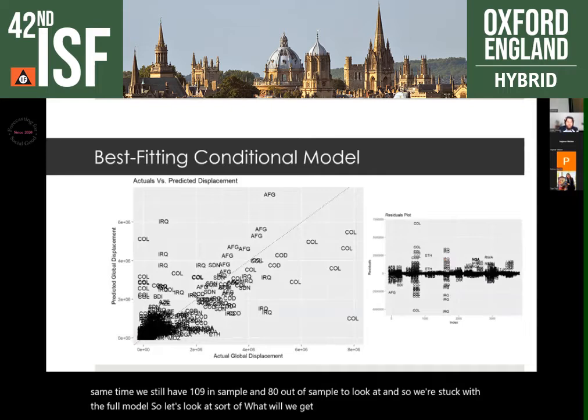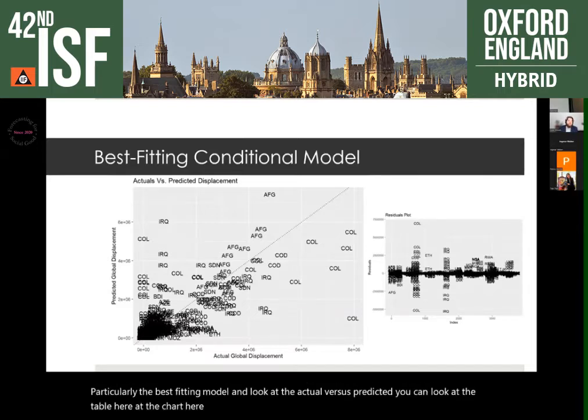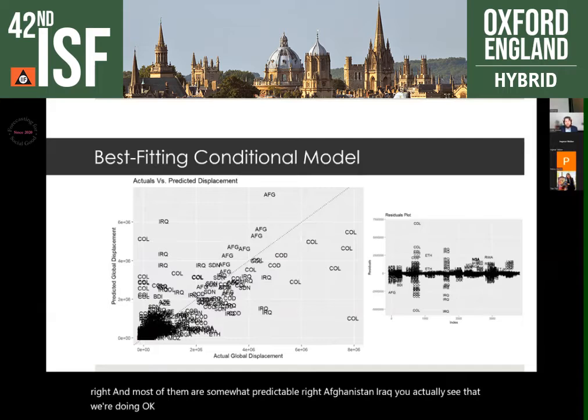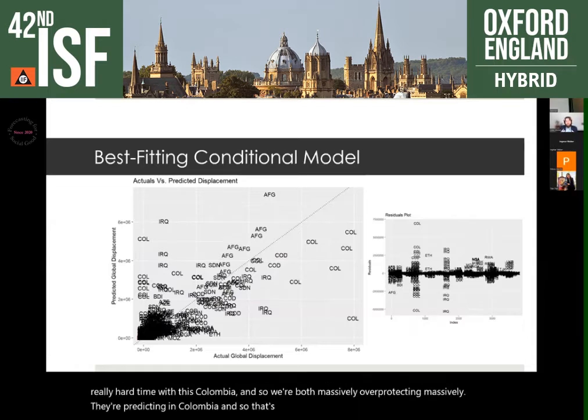So let's look at what we get. When we look at particularly the best fitting model and look at the actual versus predicted, you can look at the chart here and see who the outliers are. Most of them are somewhat predictable: Afghanistan, Iraq, you can see that we're doing okay with some of the other countries. The one that we're having a really hard time with is Colombia, where we're both massively over predicting and massively under predicting, so that's one of the cases we're looking at in particular and seeing what's going on.